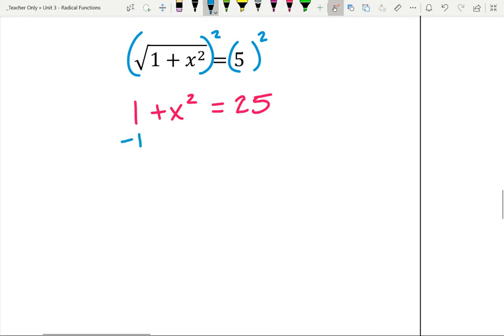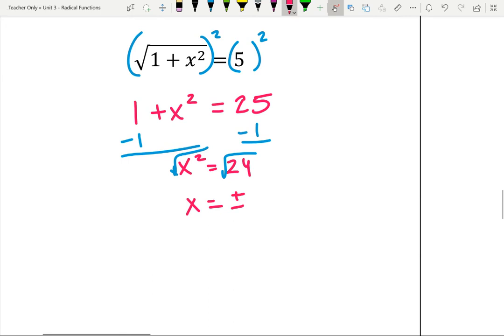So I'm going to subtract 1 from both sides. That's great. I'm going to get x squared is equal to 24. And my goal is to get x, not x squared. So I do have to square root. Feels kind of funny because we squared and then now we're square rooting again, but that's life. So we get x is equal to plus or minus the square root of 24.